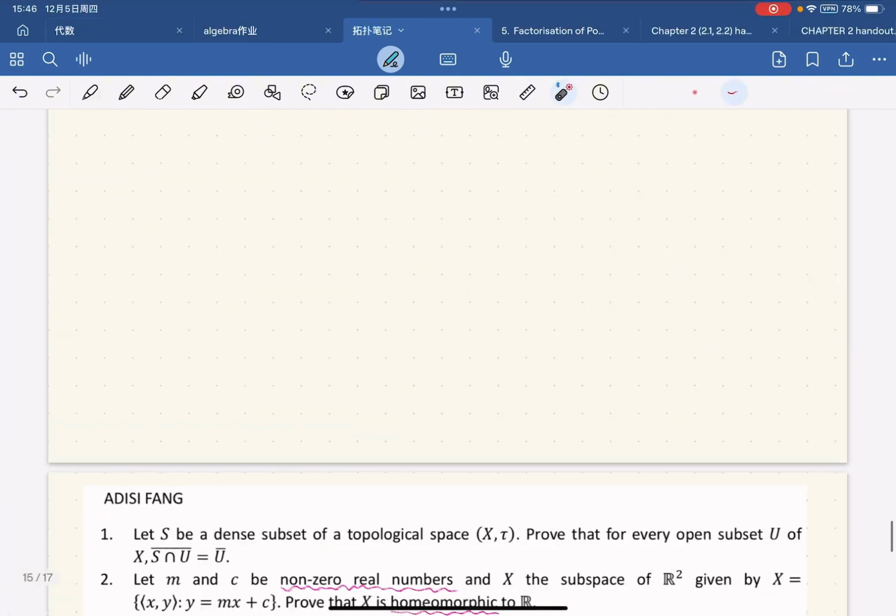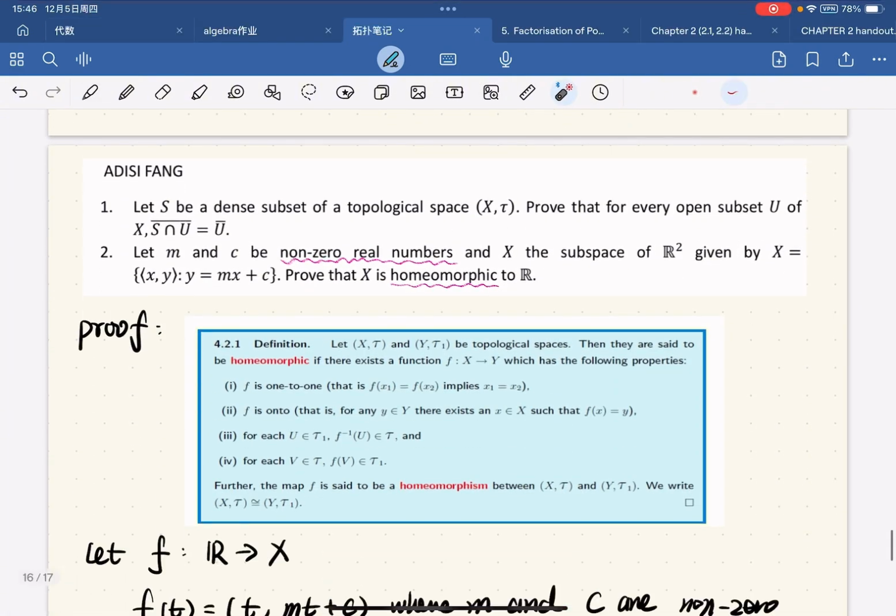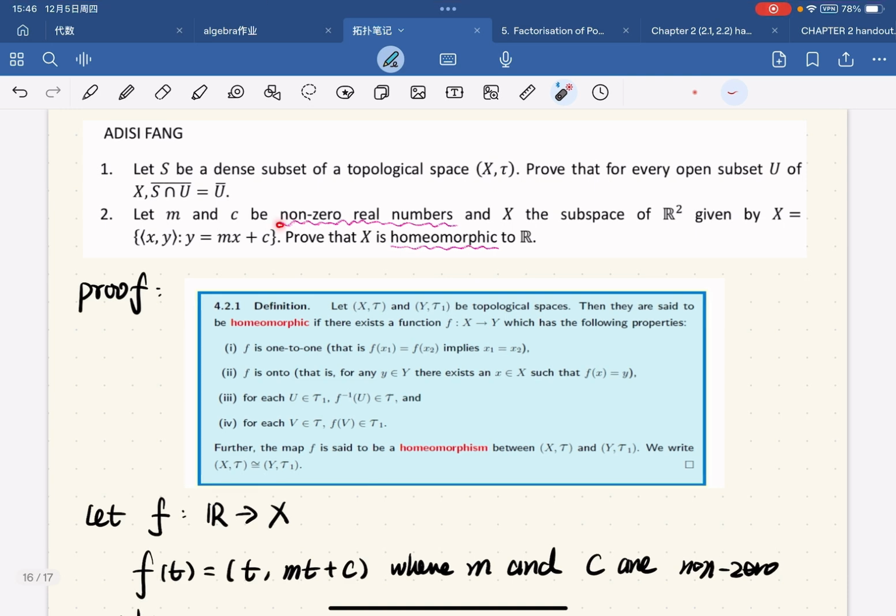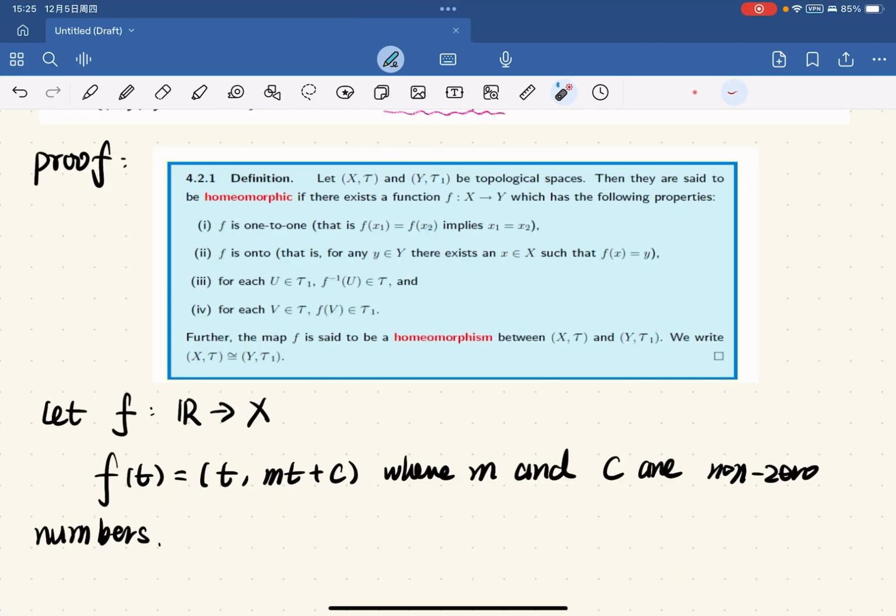Okay, the next question is: let m and c be non-zero real numbers and X the subspace of R squared given by X equals (x, y) where y equals mx plus c. Prove that X is homeomorphic to R. We need to prove four things.